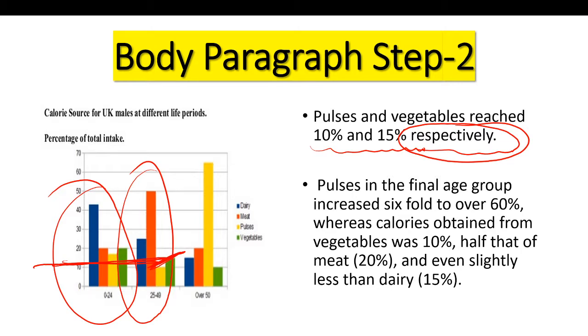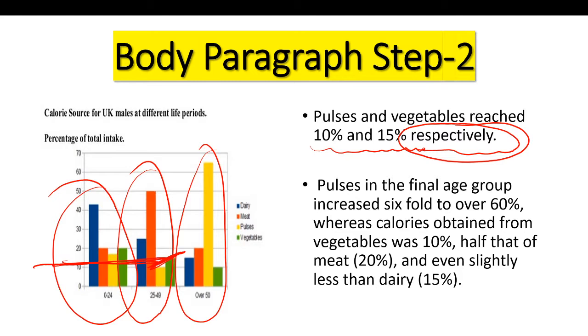Further is there: pulses in the final age group increased sixfold. Pulses in the final age group, right? So this is a final age group. The final age group is over 50. So it is not always necessary for you to write the 50% or whatever, you can talk about the information represented to you. Simply, you can write the first category, second category, and the last one.